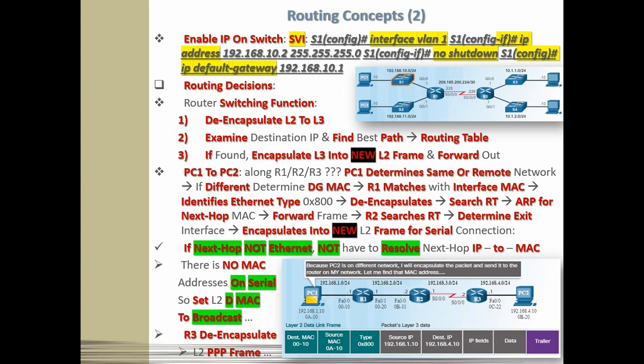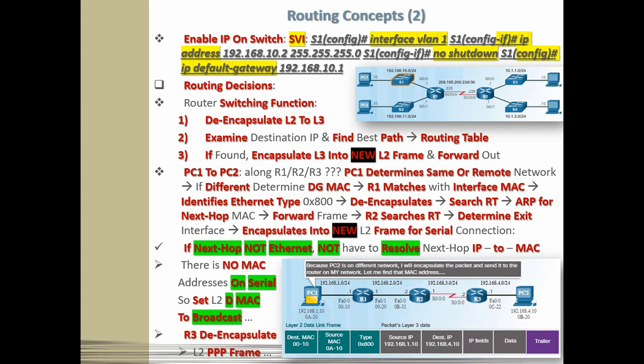Because the destination IP address is on a different network, i.e. 192.168.4.0/24, the routing table is searched in order to find a corresponding route for the destination IPv4 address, that is 192.168.4.10. The interesting point here is that unlike before, the exit interface is not Ethernet anymore. As you can see, it's a serial cable, so it's a point-to-point protocol operating between R2 and R3.